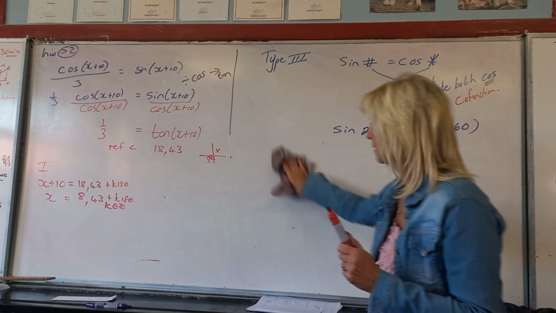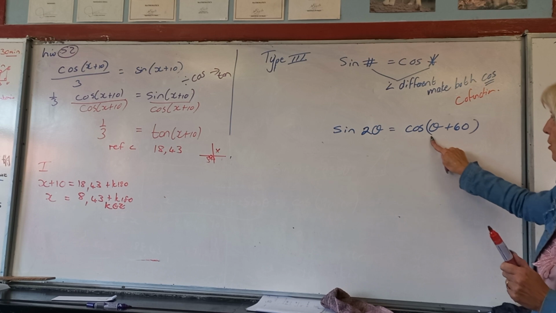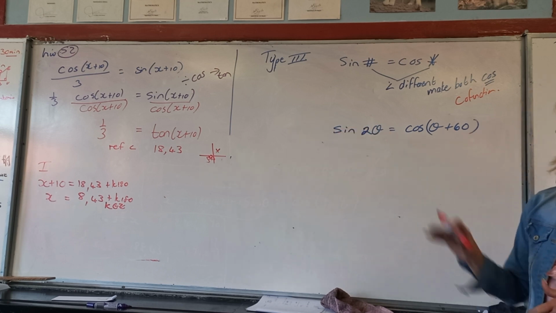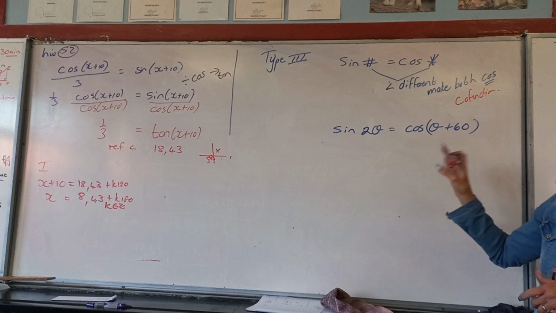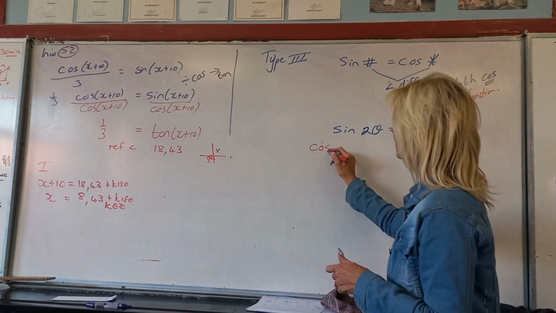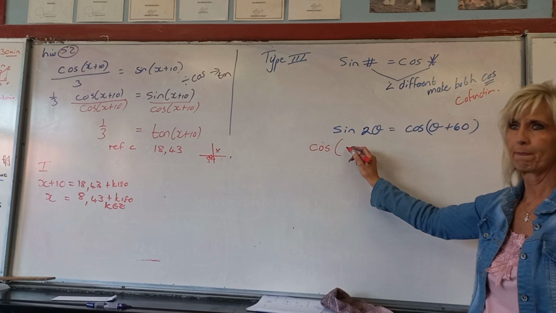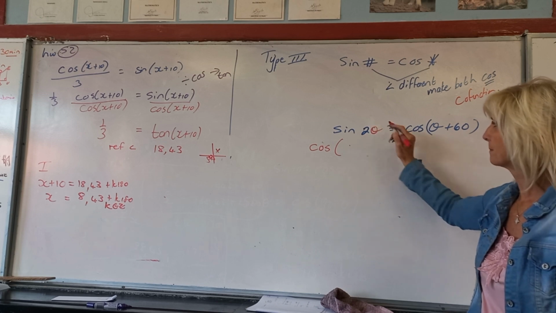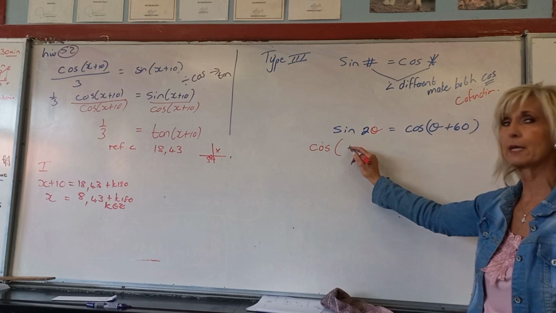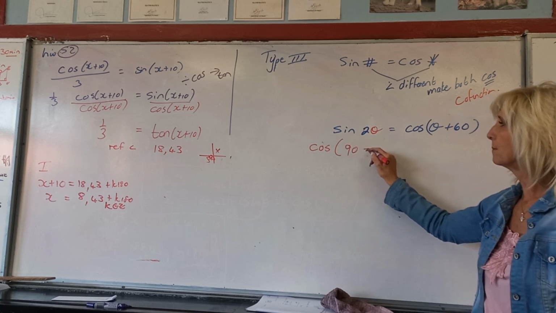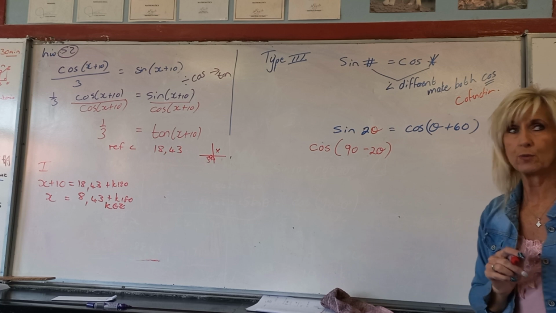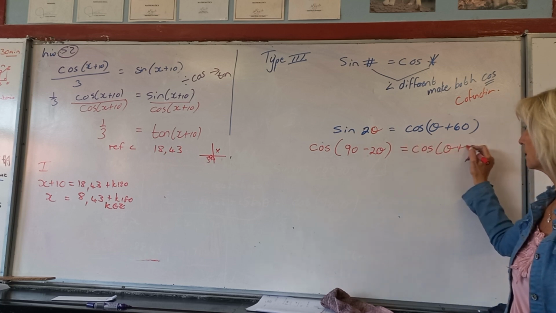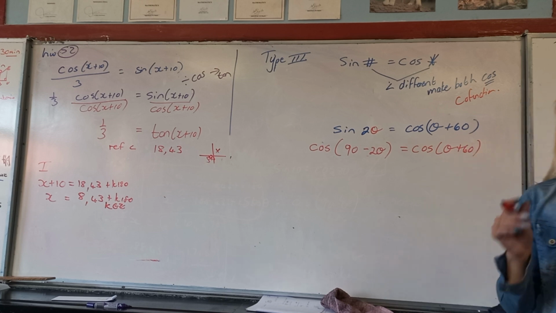So the sin of a different angle than the cos's angle means I'm not in type 2. I can't divide by cos. I've got to make them both cos. So this sin will become cos of 90 minus 2 theta. Are you with me, guys? And the cos here, please don't touch it. You're trying to make them both cos.